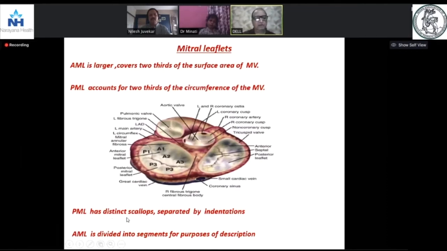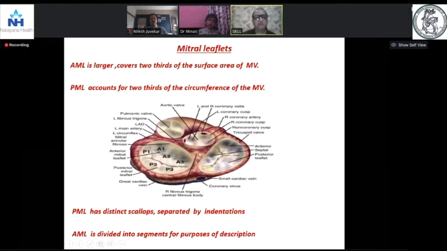Actually, the posterior mitral leaflet has got distinct scallops, which are separated by some indentations in between, and the areas corresponding to those scallops of the posterior mitral leaflet are divided in the anterior mitral leaflet into segments for the purposes of description or identification. So the posterior mitral leaflet has got three distinct scallops, namely the P1, P2, and P3, and the anterior mitral leaflet has got three segments, that is A1, A2, and A3.